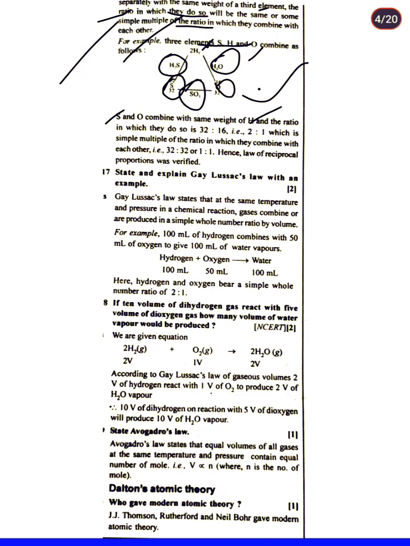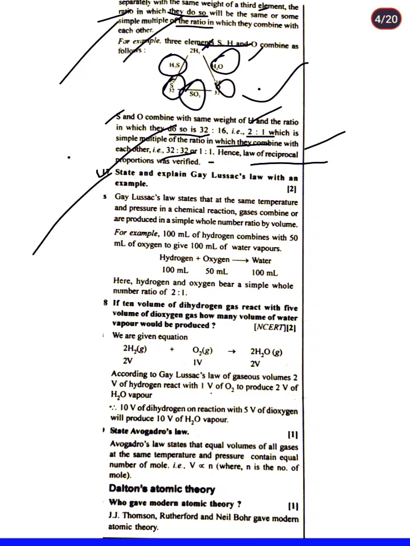The ratio in which they do so is 32:16, that is 2:1, which is a simple multiple of the ratio in which they combine with each other, that is 1:1. Hence the law of reciprocal proportion is verified. So this is the example and explanation of the law of reciprocal proportion.